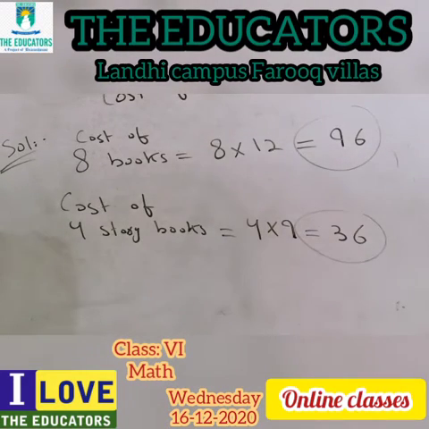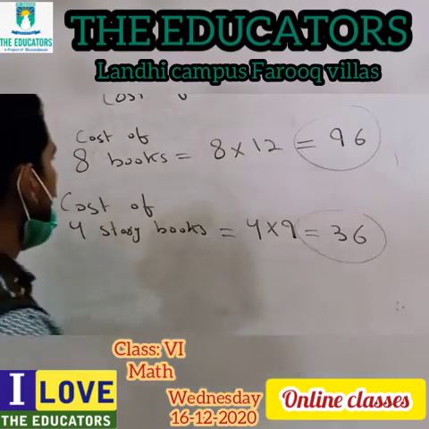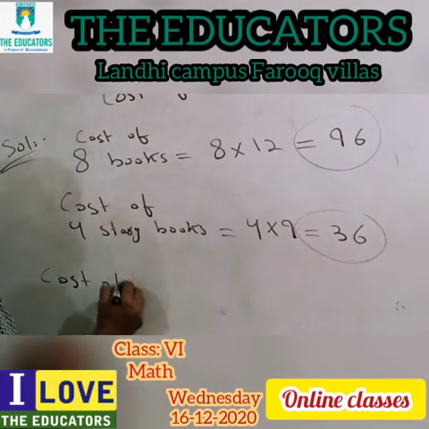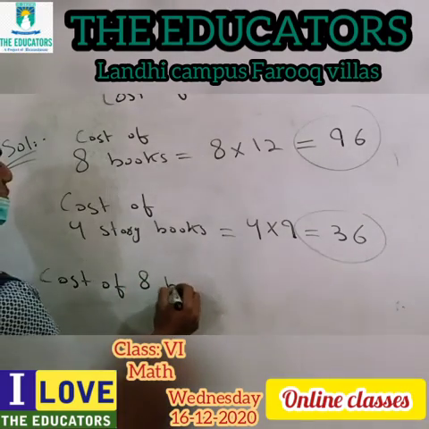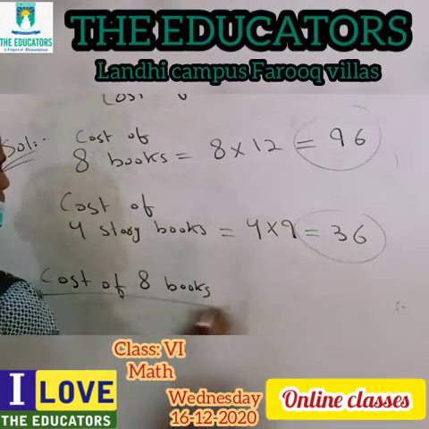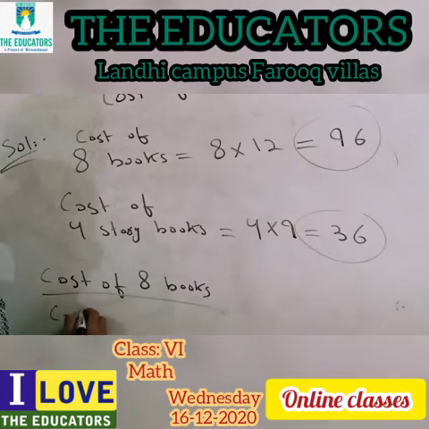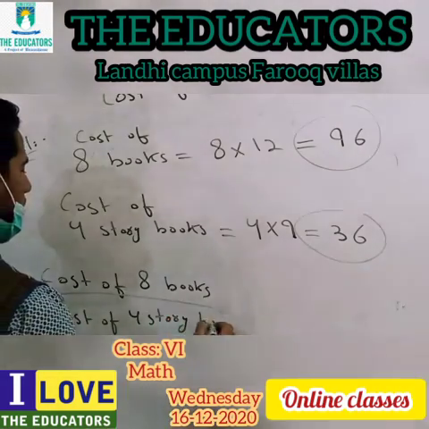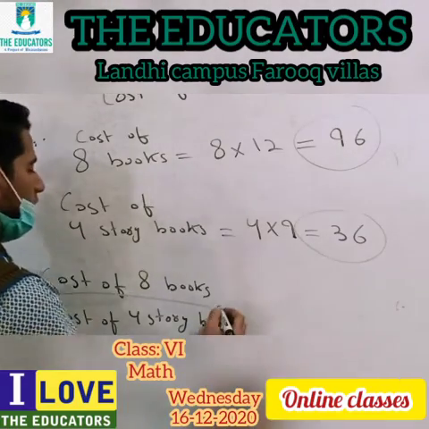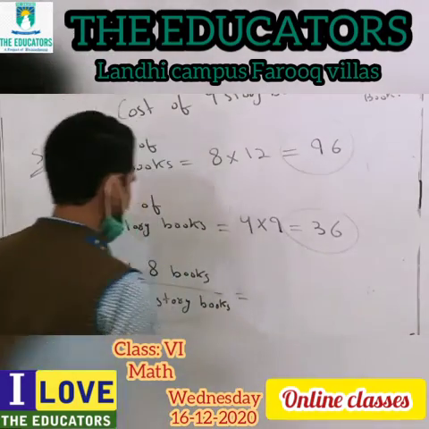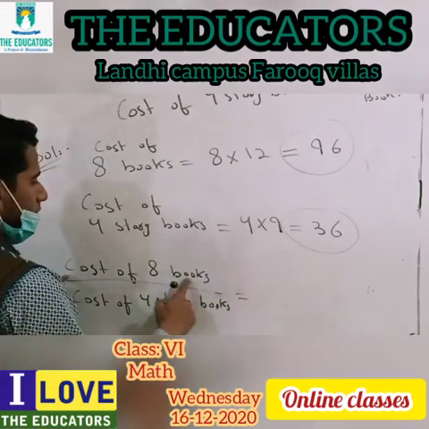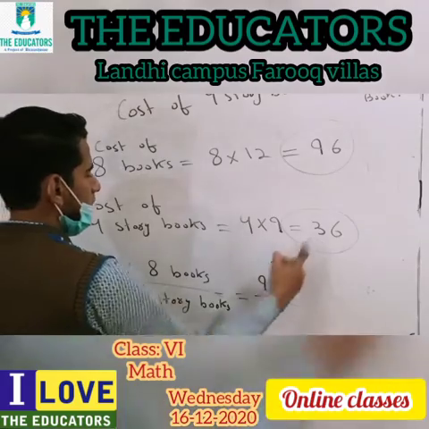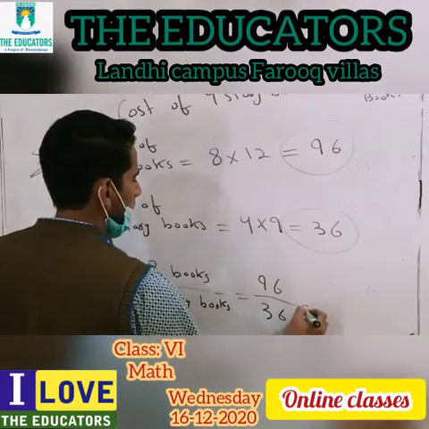Now what you simply have to do, you have to find the ratios. Okay, so cost of 8 books to cost of 4 story books. You have to find the ratio of cost which is spent on these books. So here cost of 8 books was 96, we will write it here, and cost of 4 story books was 36, so we will write it there.